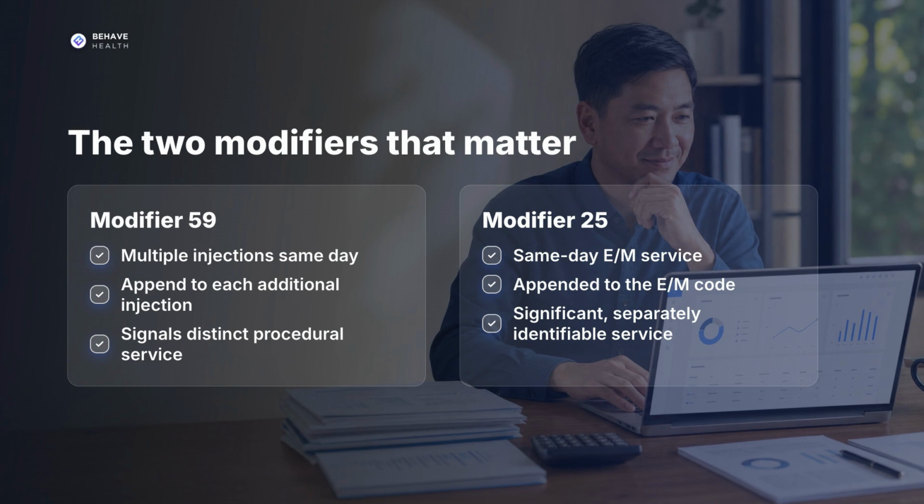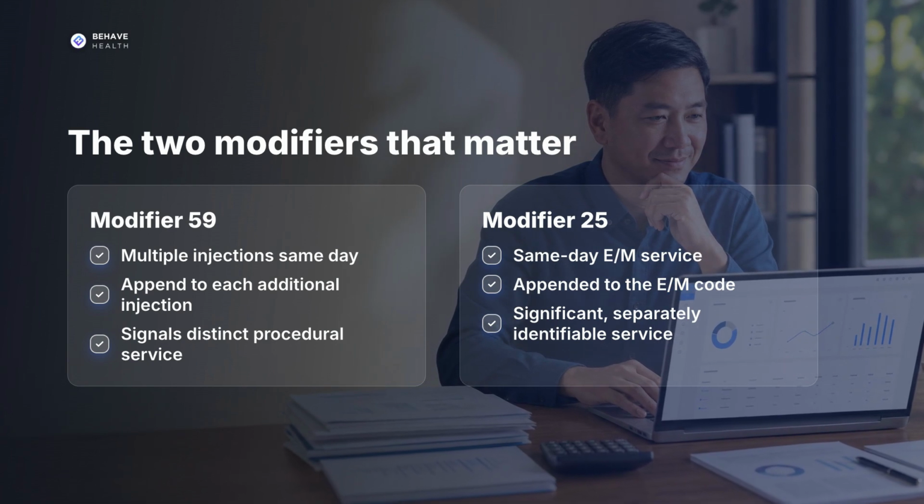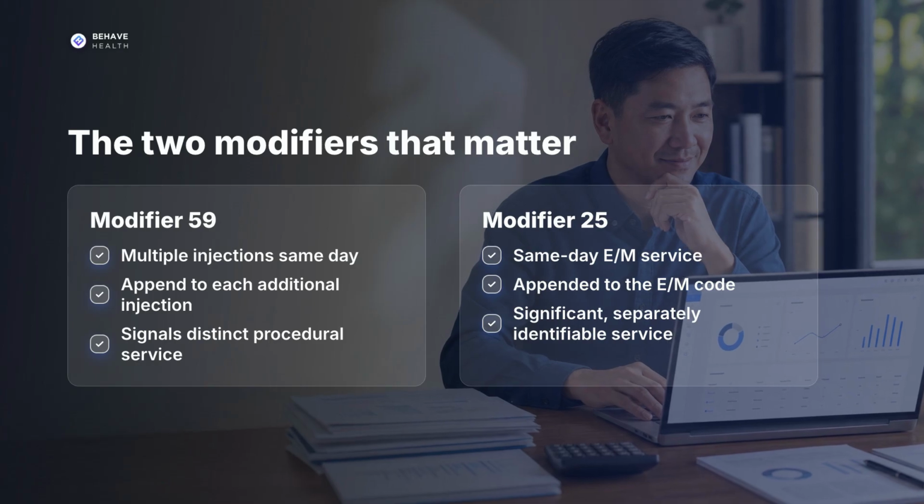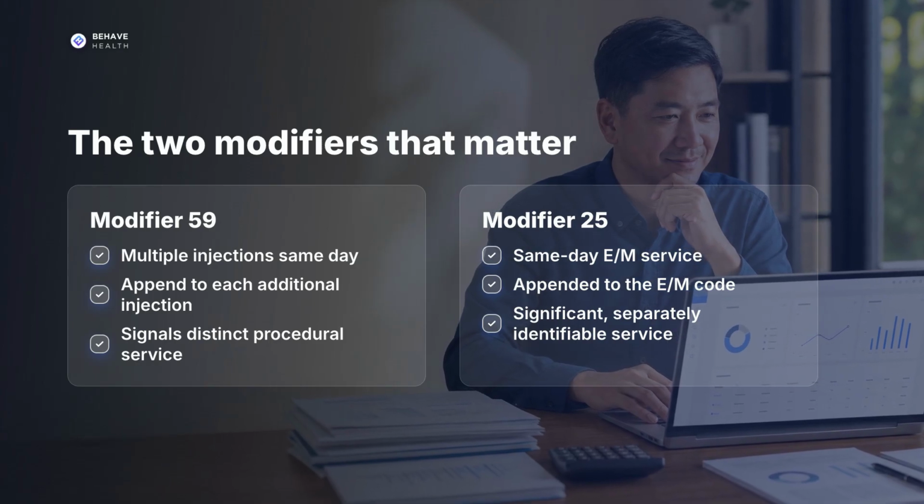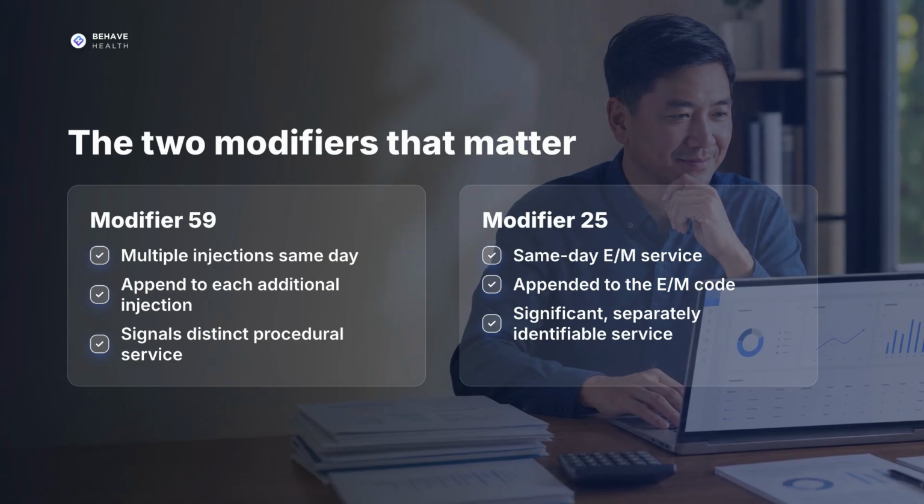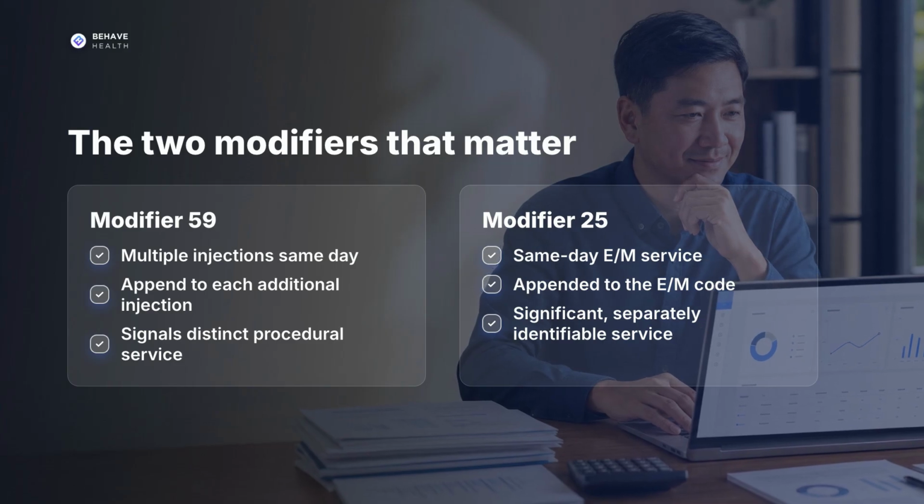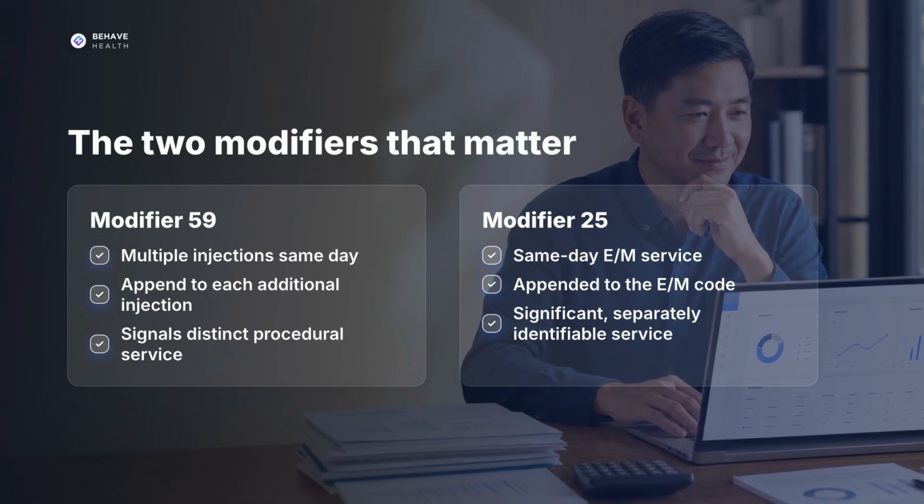2 modifier rules are where most 96372 claims break down. For multiple same-day injections, use 96372 for the first, and append modifier 59 to each subsequent injection. When billing an EM service the same day, append modifier 25 to the EM code, not to 96372.